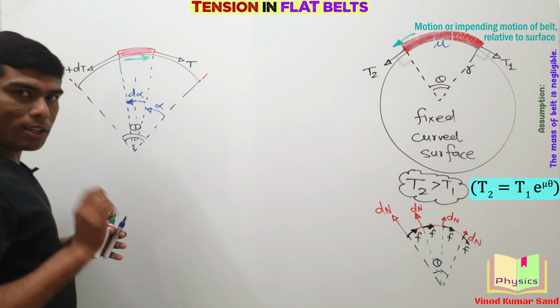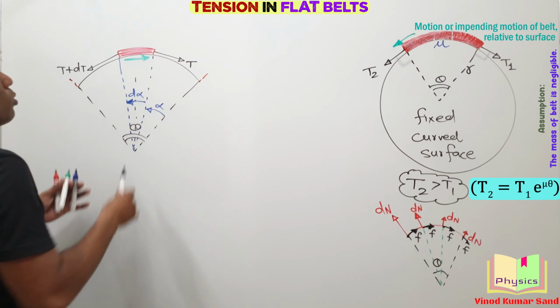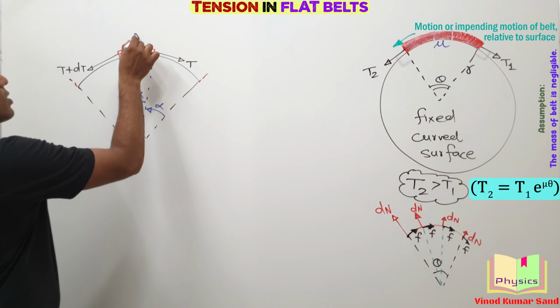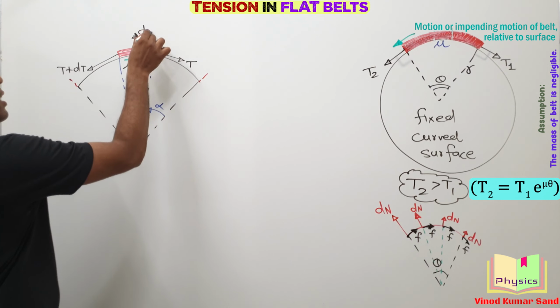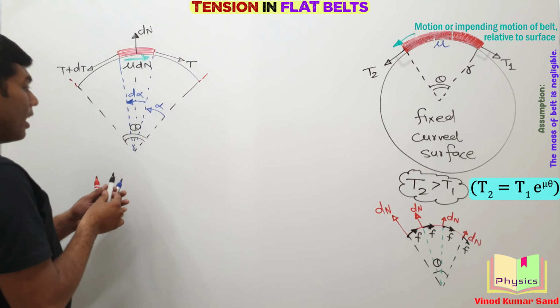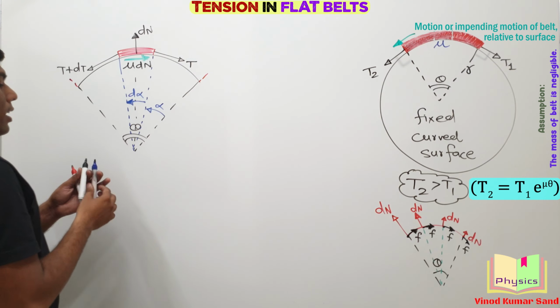We are taking up the case of the impending motion. So the friction will be mu times dN, where dN is the normal force acting on this element of the rope. Got all these things? Now let us pay attention again.